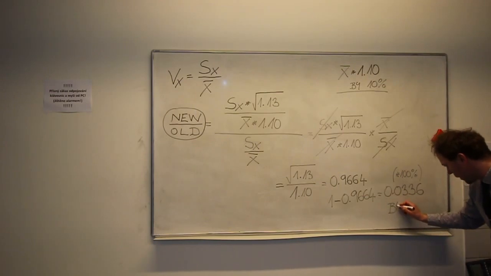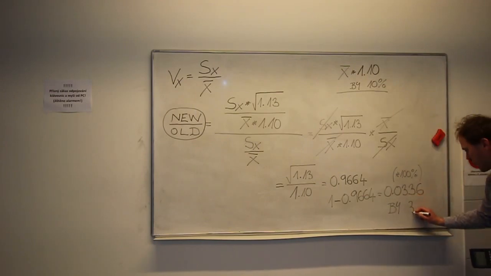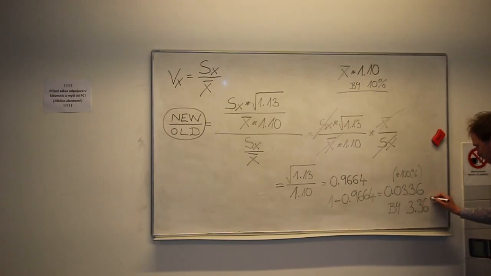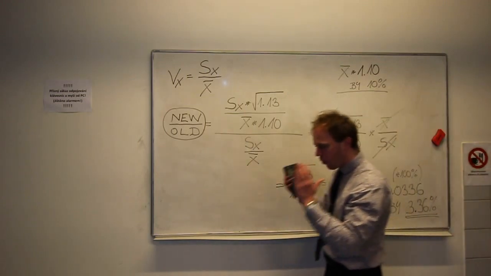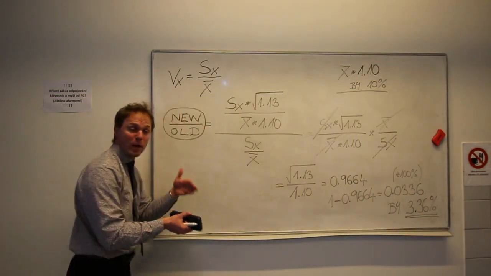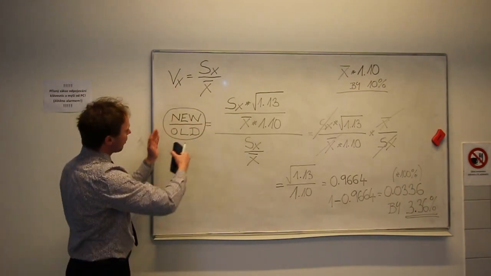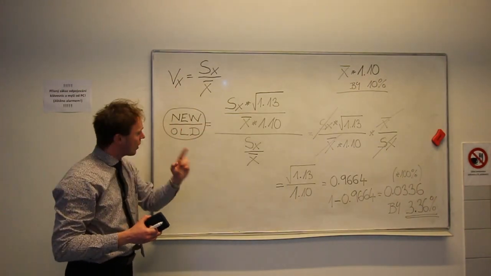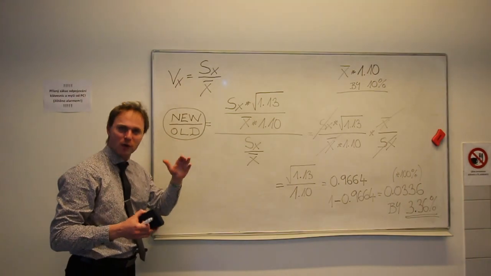So there is a decrease by 3.36%. Yes, it decreased by 3.36%. Why percent? Because we calculated the ratio and the result was a relative number.